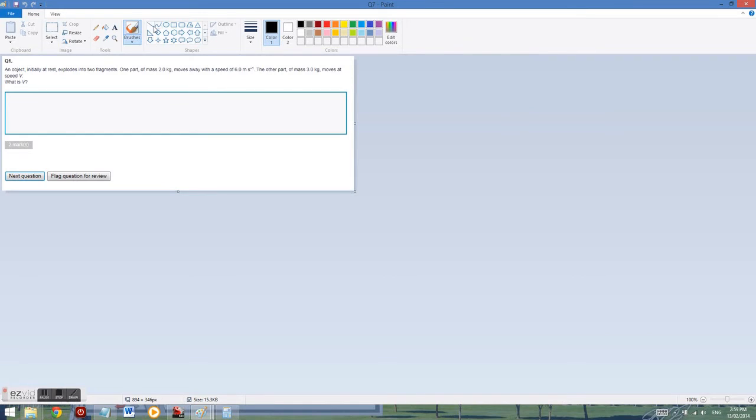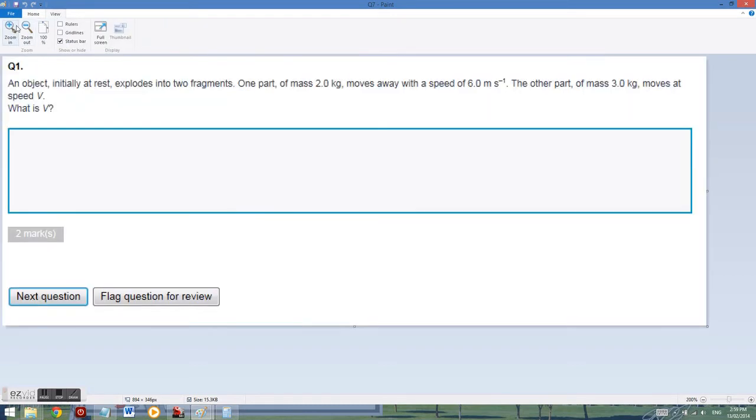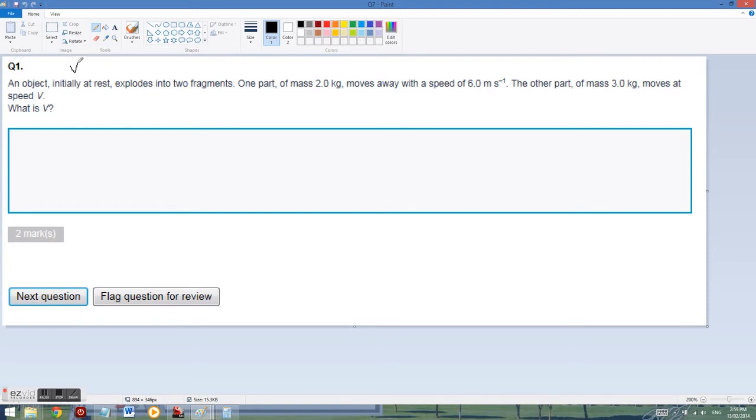Okay, now let's do the next question. Okay, what's happening here? An object initially at rest, so your velocity initially before will be 0, explodes into two fragments. One part, mass M1, moves with a speed, okay, remember this afterwards. So I label it. You can label it anything. Now I label it V1A.